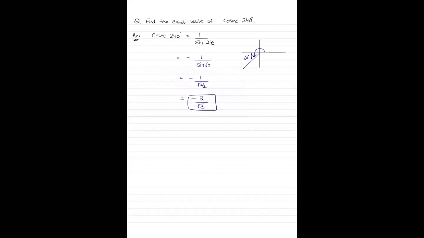So I don't understand why 60 is the basic angle. The basic angle is the acute angle. This is 240 degree. Basic angle is the angle that the line will make with the x-axis. The acute angle that the line makes with the x-axis is 240 minus 180, that is 60 degree. Okay.